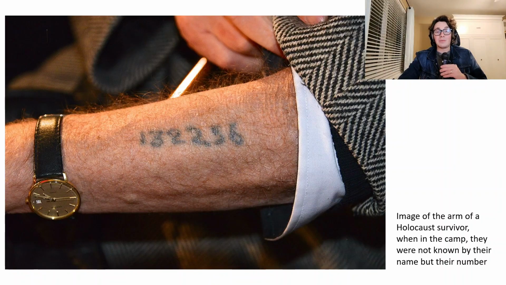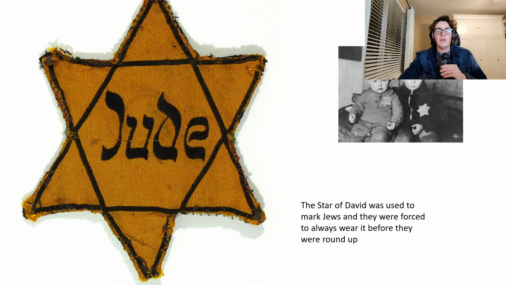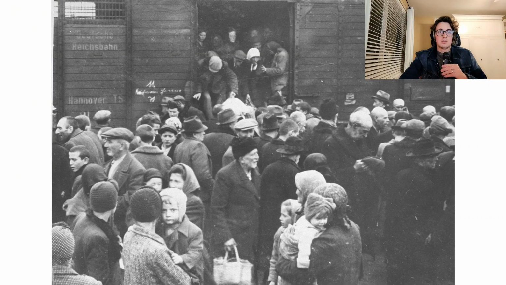Here we see an image of a Holocaust survivor. It's the number that he was known by in the camps. The Star of David, a religious symbol for the Jews, was used as a marker before they were put into the concentration camps. People of Jewish heritage were forced to wear this around to identify to the police and to the people at large that they were of Jewish heritage.